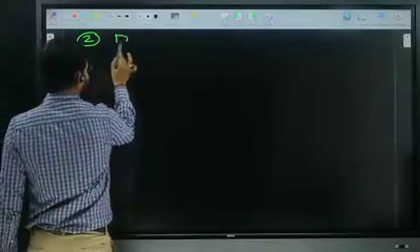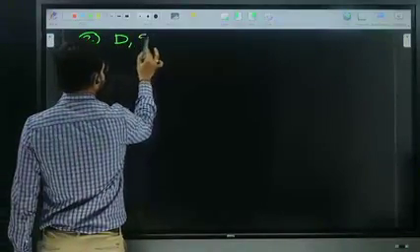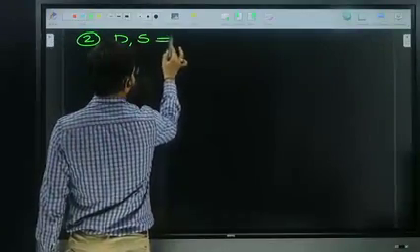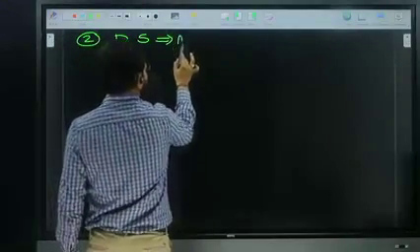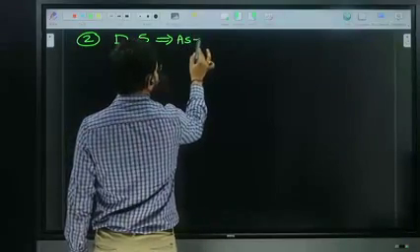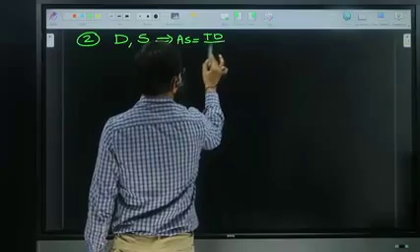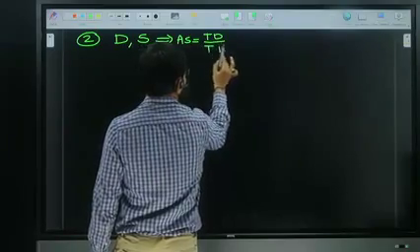They provide distances, they provide speeds. So based upon this, they may ask for the average speed. Generally, average speed is nothing but total distance by total time.